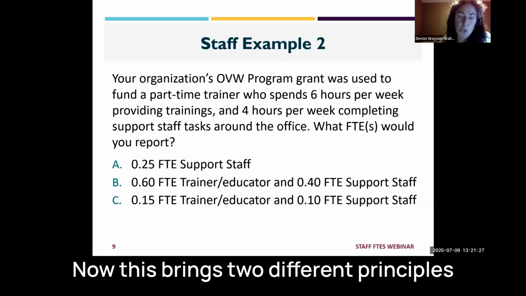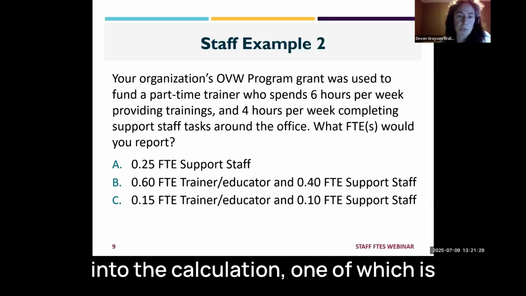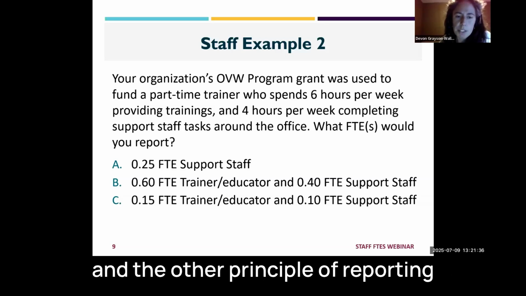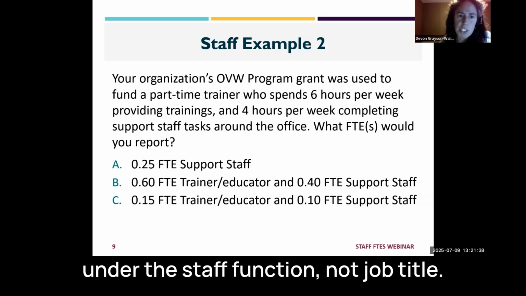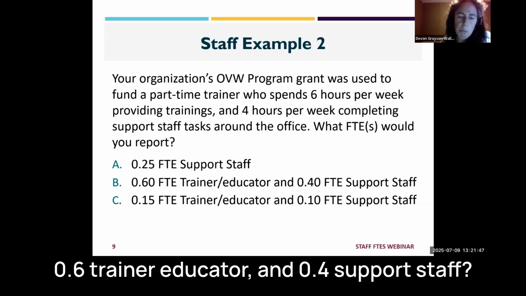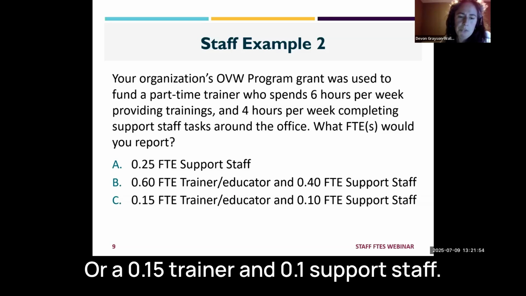Now, this brings two different principles into the calculation, one of which is obviously capturing the time as an FTE, and the other principle of reporting under the staff function, not job title. So are you reporting 0.25 support staff, 0.6 trainer educator and 0.4 support staff, or 0.15 trainer and 0.1 support staff?